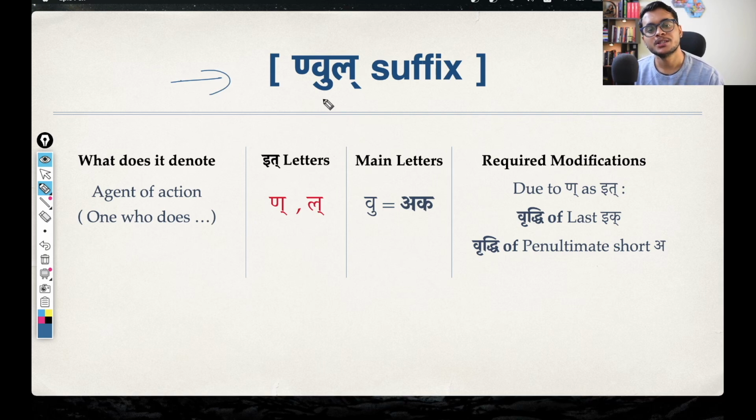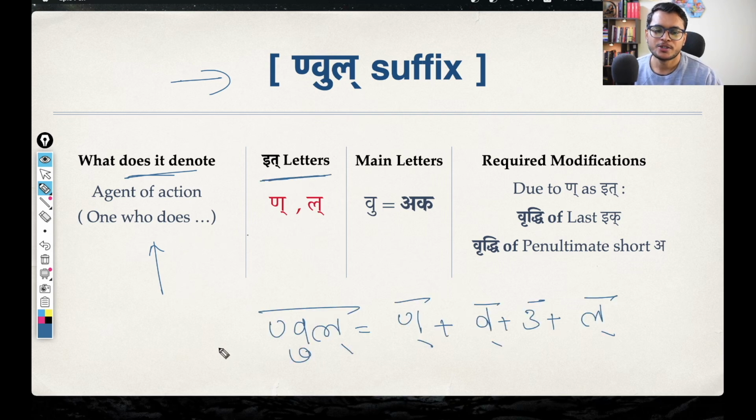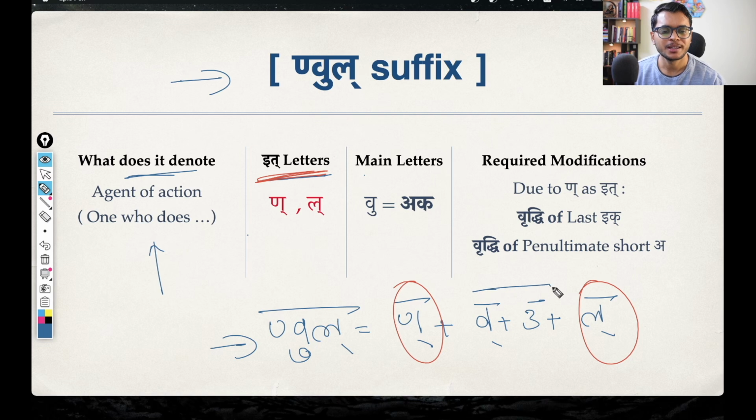So we are starting with this nuvul suffix. So regarding this suffix, what does it denote? So again, we know this suffix creates a pratipadika that means agent of action, one who does, the doer, right? Then the it letters. So as you can see, this nuvul suffix has these letters na, v, u, l. And out of these, this na and this l, these are the it letters, the indicatory letters. Okay, and then what remains? This vu. So this is the main letter. This is the main content of the suffix.